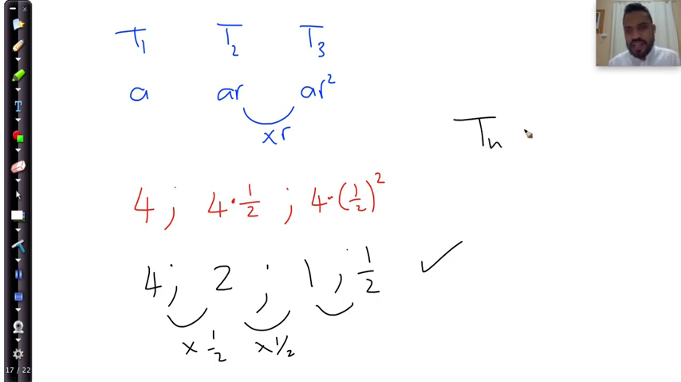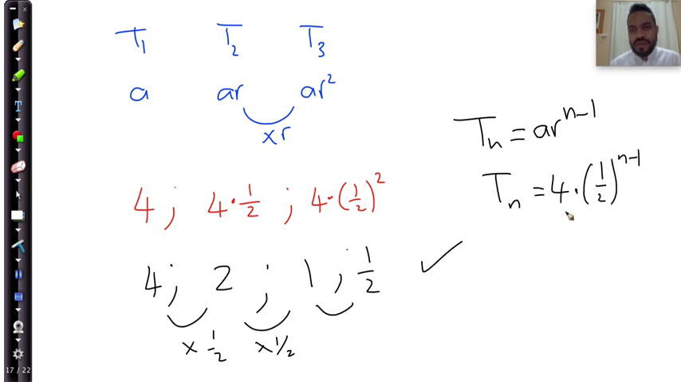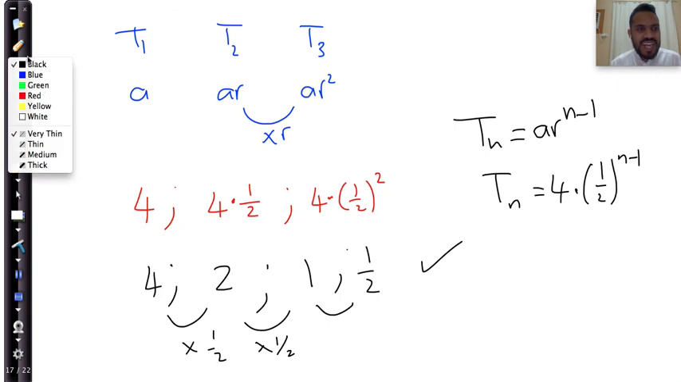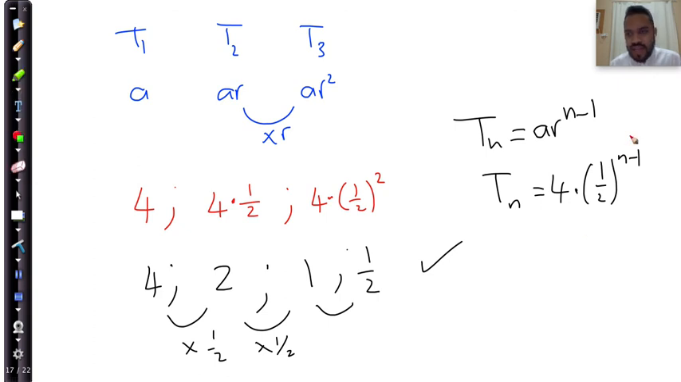You just say Tn equals A R to the n minus 1. The general term over here is given as 4 multiplied by R, which we solved to be a half, to the power of n minus 1. When you substitute in any n, you can determine the value of any term if you have its position. So if I ask you what's the 10th term, all you do is substitute 10 in there. Okay.